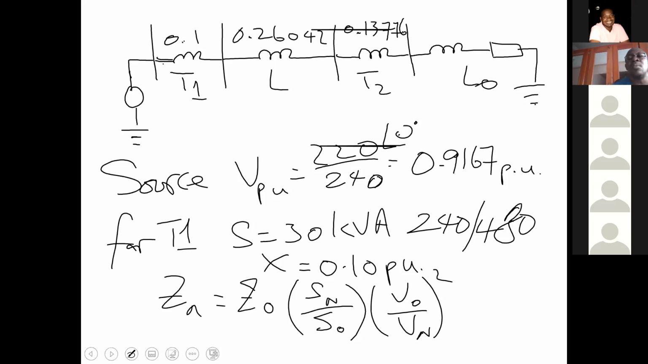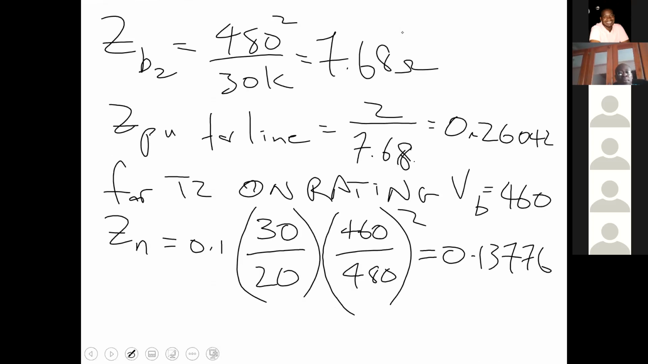All right, you can see that. 0.13776, all right? Now, students, just for the benefit of completeness, if I had looked at transformer 2 from the other side, yes? So if I had looked at it from the low voltage side, what would be the base voltage in zone 3?